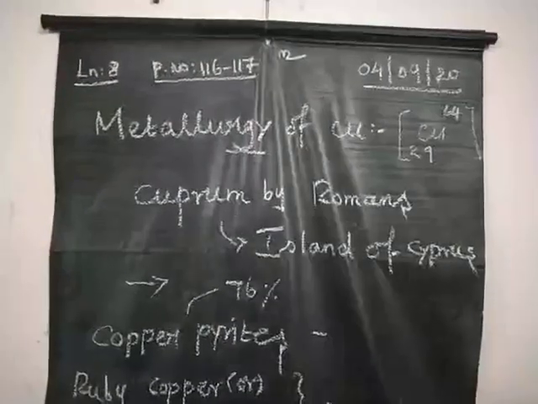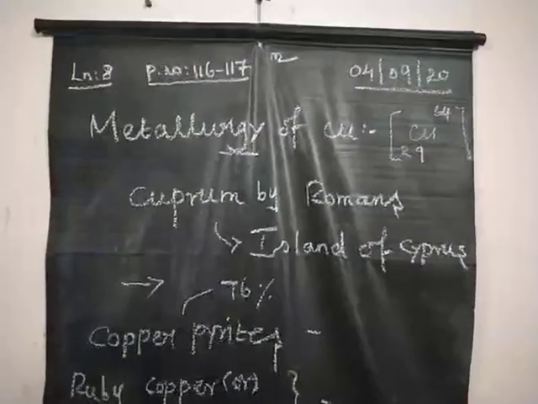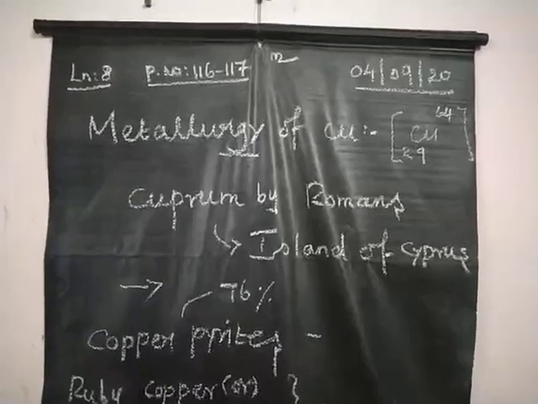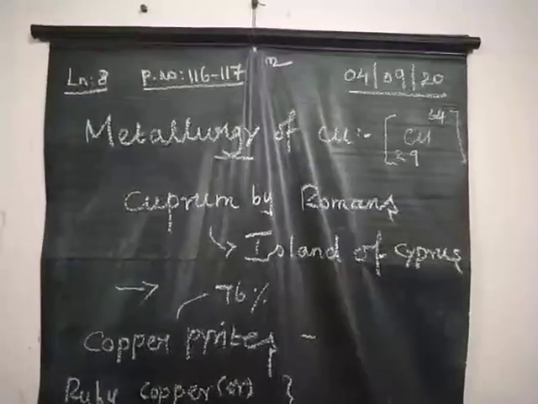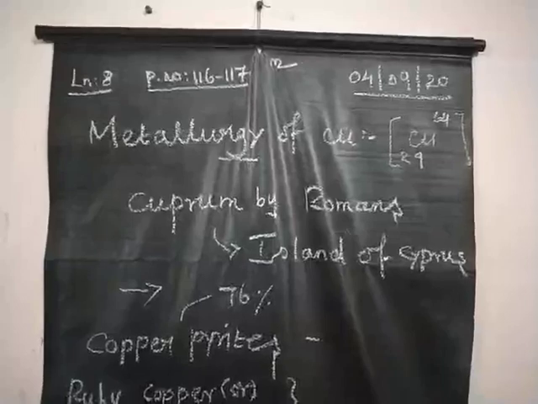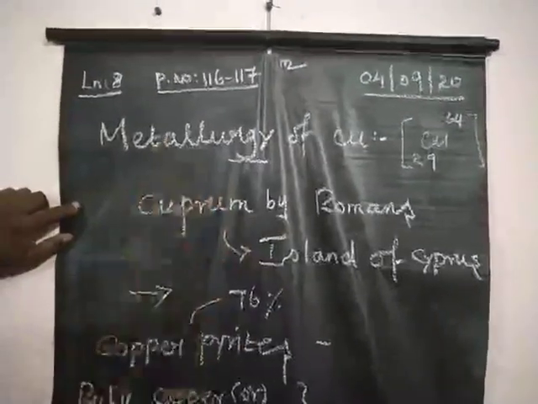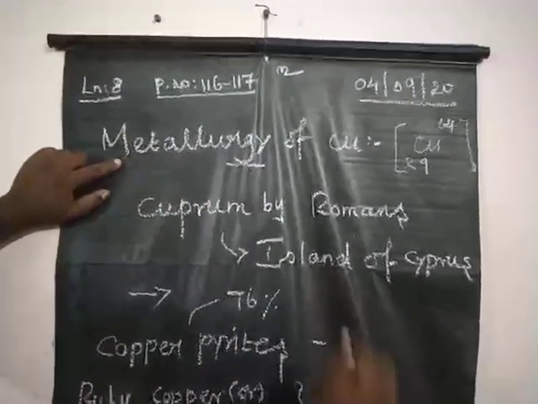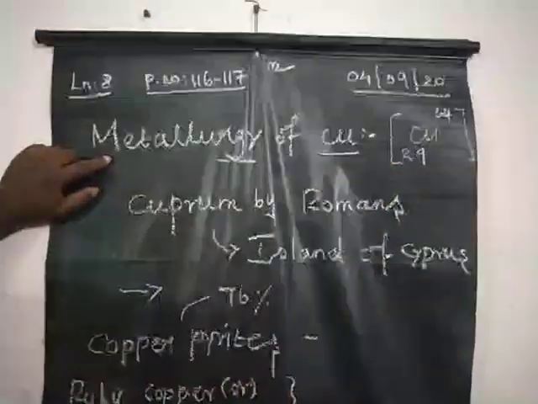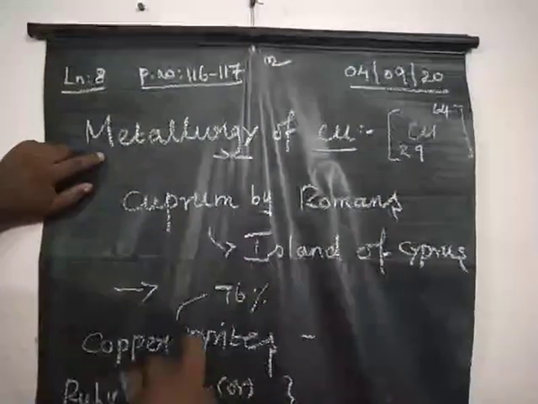Good morning, children. Last class we discussed up to the metallurgy of aluminium, that is, how to extract aluminium from bauxite. Today we are going to see the next topic, metallurgy of copper: how to extract copper from its ores.